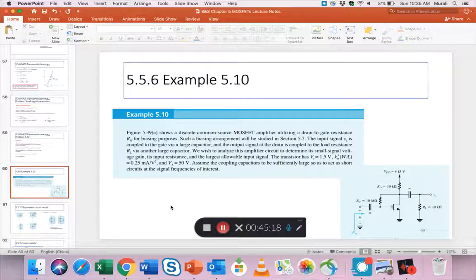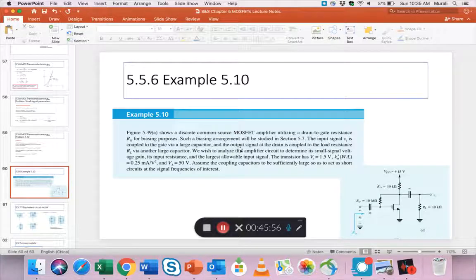Okay, all right. So this is a discrete common source connection of a MOSFET amplifier, an NMOS. What is a common source amplifier? That also you'll learn later on, not in my course. The input signal is coupled to the gate via a large capacitor. We talked about the capacitors. And the output signal also has a capacitor connecting to the load resistance RL. So there's a load resistance also, in addition to the big gate bias resistance, plus of course RD.